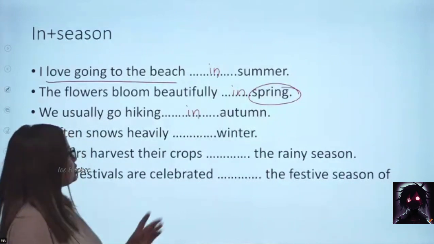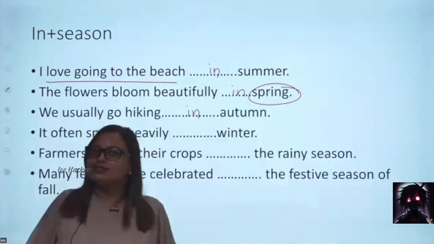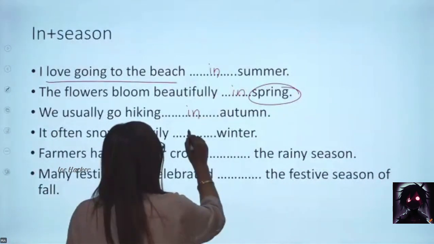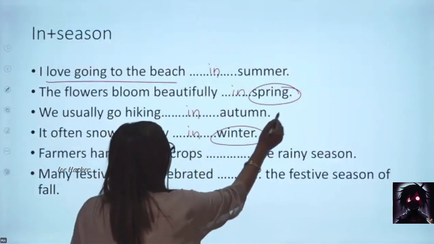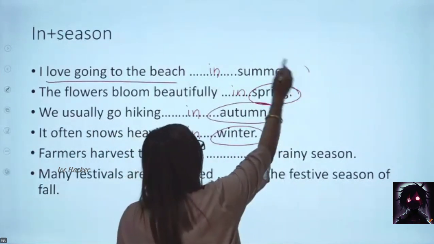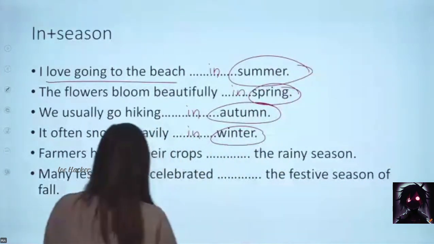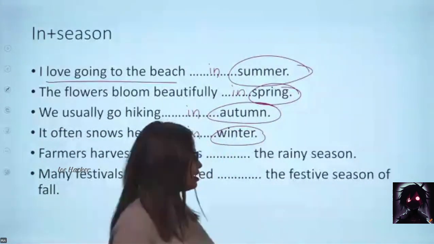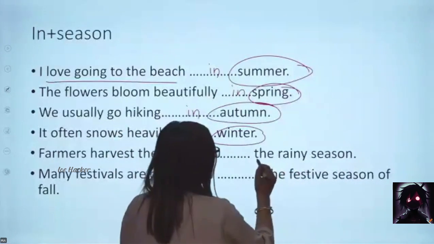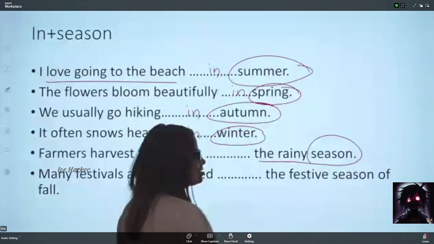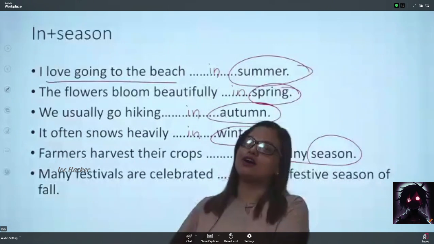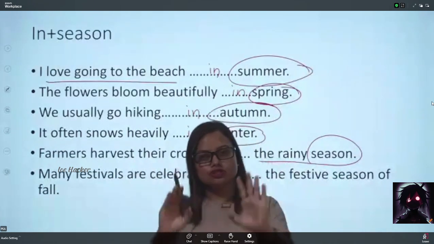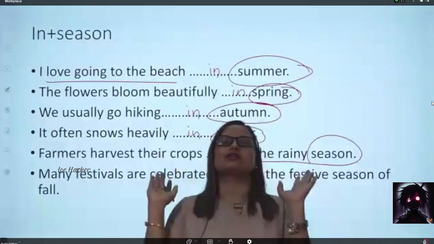Another, it often snows heavily. When does it snow? Yeah, it often snows heavily in winter. Winter is another season. Autumn is another season. Summer is another season. Farmers harvest their crops. When do they harvest their crops? Yeah, it is talking about season. The rainy season. All right. Either it comes with "the" or any form of article, it doesn't matter in terms of season. Just keep "in" in front of season, right?